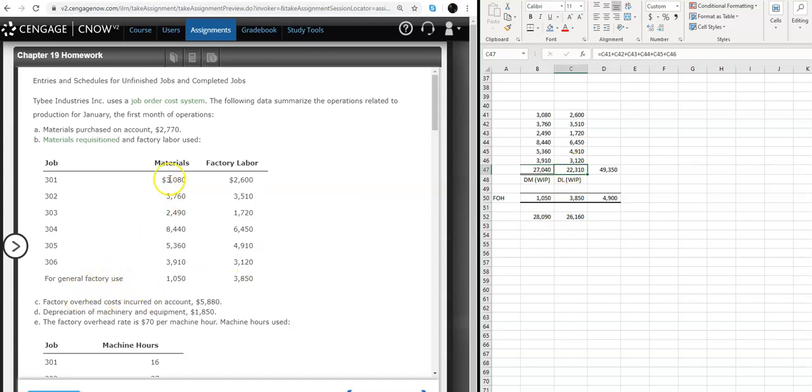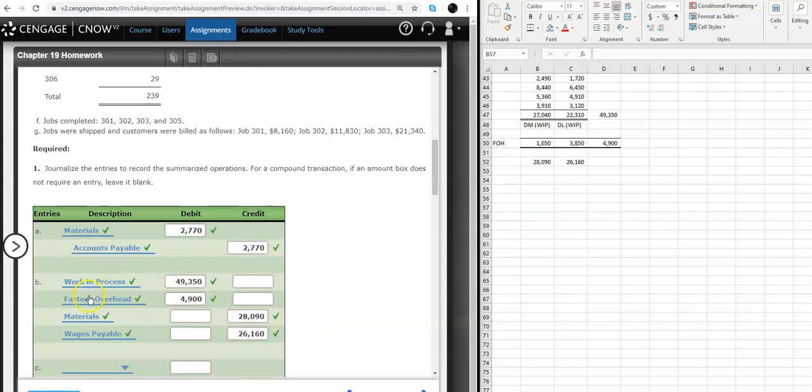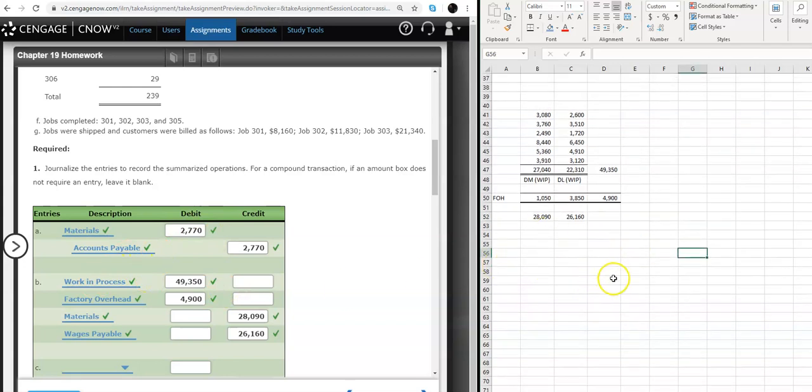And then I knew that my materials that were for factory overhead were my factory overhead materials, and my labor that was indirect was factory overhead because it says for general factory use, and that's that amount right there. So then I was given these spots, one, two, three, four spots over here. And so the only way to break it down and fit into this number of spaces was to put my direct materials and direct labor together, which makes perfect sense because both of them go to work in process. So I simply added up direct materials and direct labor because both of those go to work in process, and the total of those was 49,350.